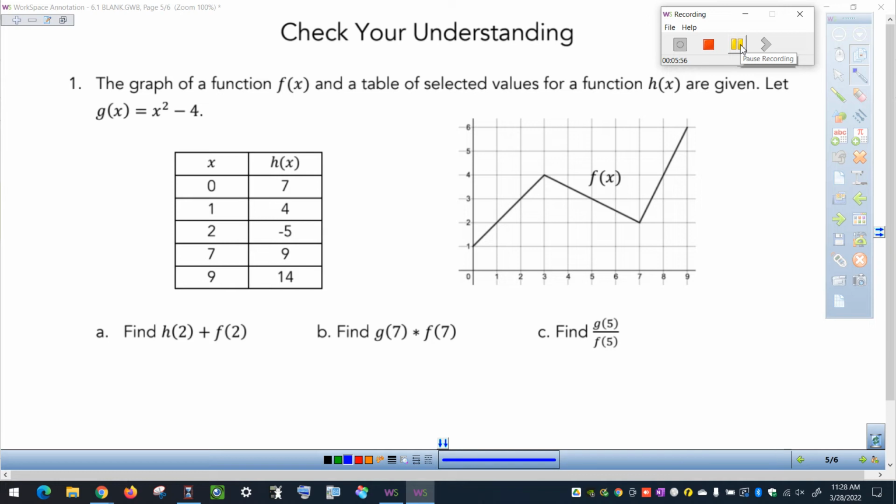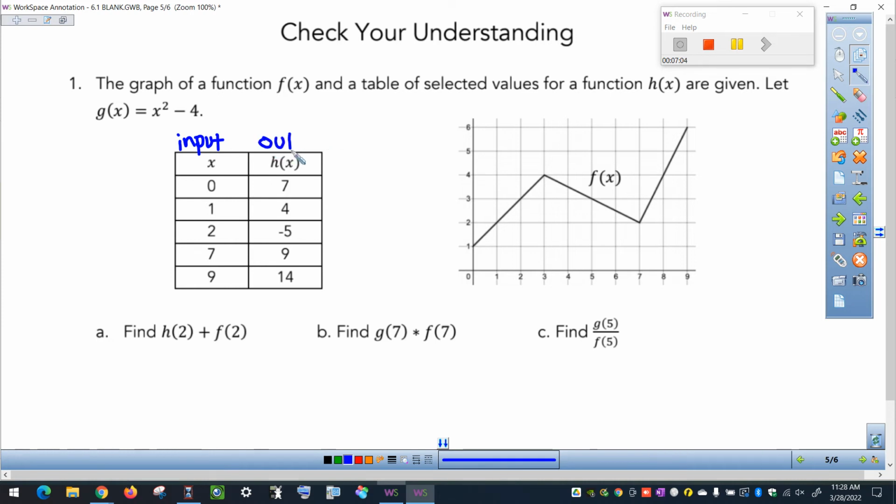So let's start here with part A. So we want to find h of 2, and we want to take that answer and add it to f of 2. So let's start with h. H is given to us here in our table. So just look at how this is labeled. This is the one with h. And the input is where the x values are listed. So the inputs are all of the x's.